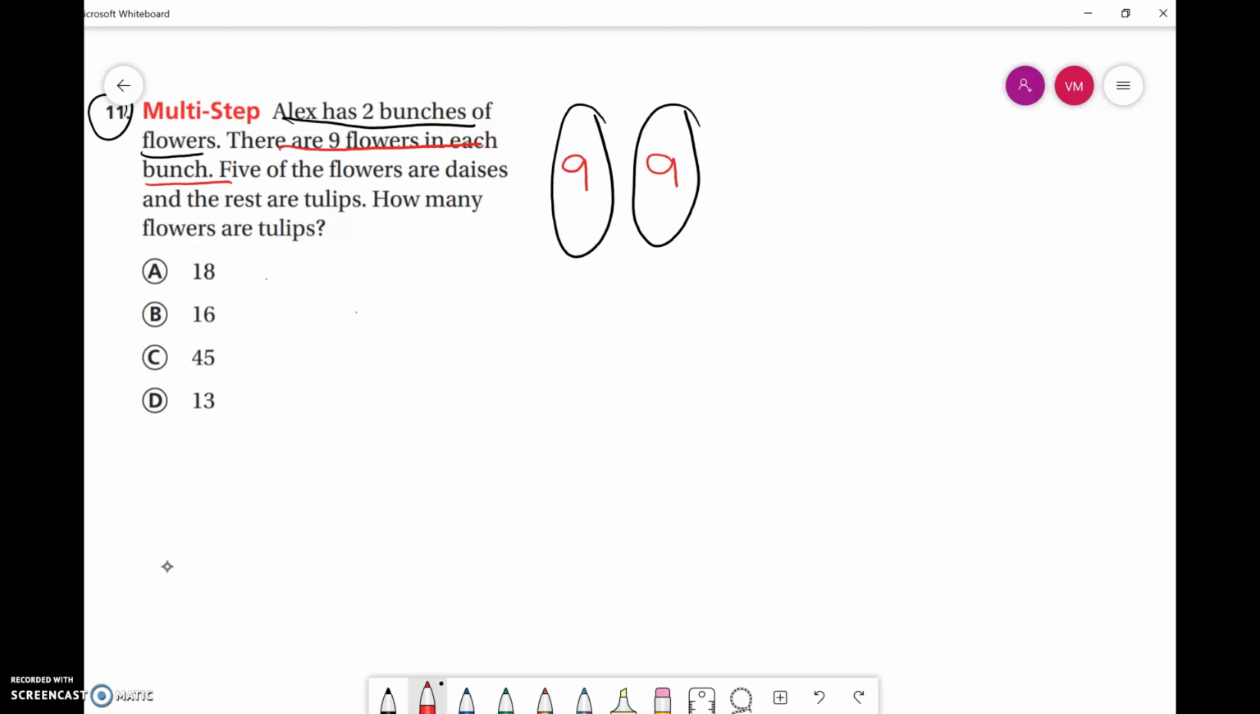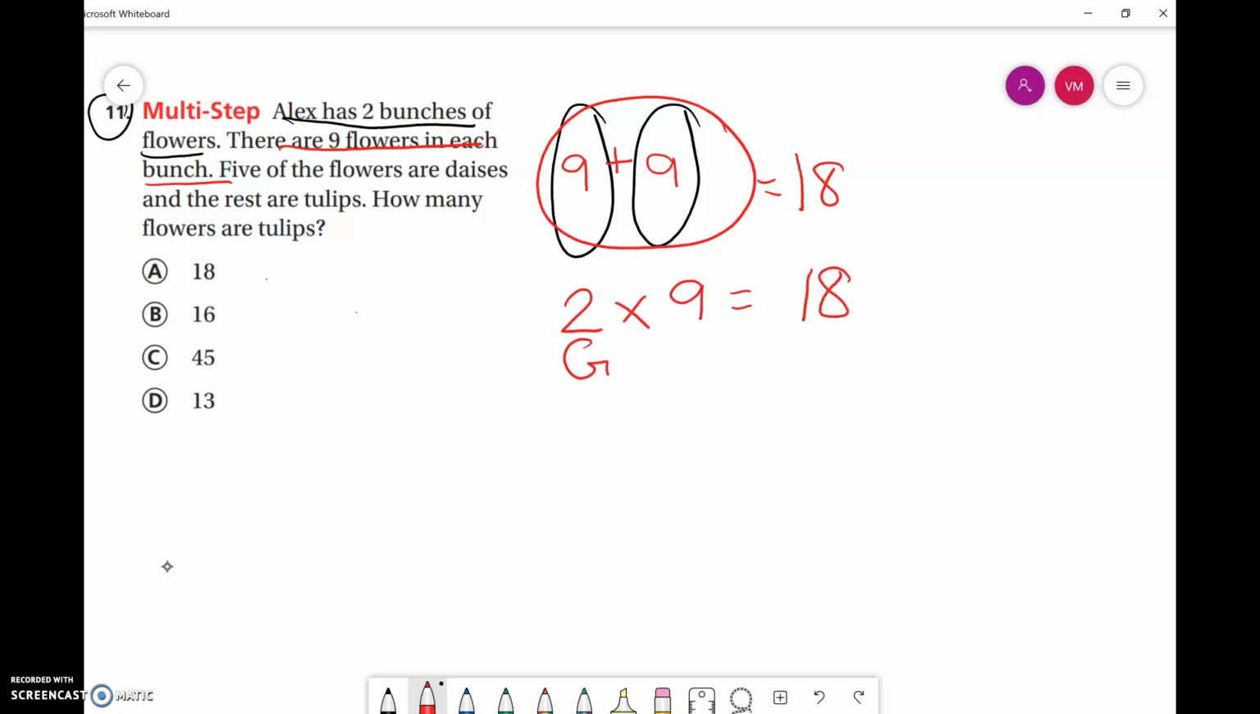So right now, this is the part where you're going to have to start thinking, well, how many flowers do I have? But if you look closely, this is 18 flowers because 9 plus 9 equals 18. Or another way to represent that addition would be 2 times 9 equals 18. Remember, for those that use the GET strategy, the groups, the each, and the total. Because this one represents 2 times 9, not 9 times 2. Especially with the number line from yesterday. Now I'm going to continue.